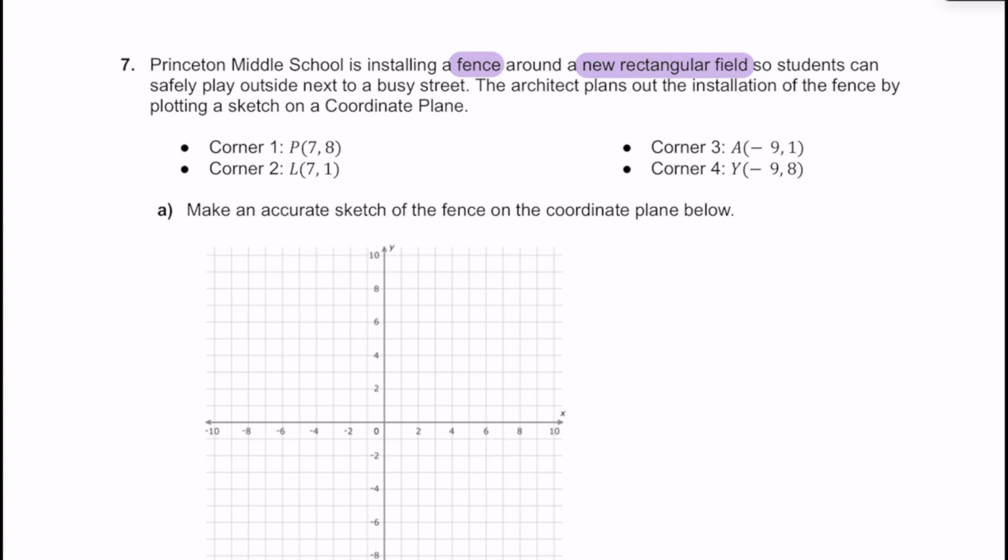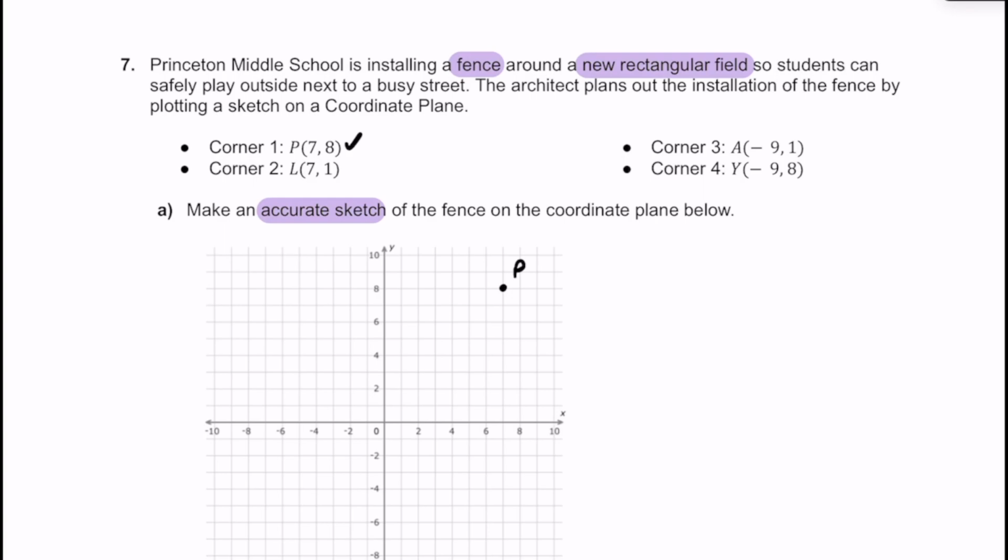The architect plans out the installation of the fence by plotting a sketch on the coordinate plane. So let's take a look at part A, which is going to be making an accurate sketch of this on the coordinate plane below. Okay, so first thing we have here is going to be corner 1. Corner 1 is going to be point P here, which is going to be 7, 8. So it goes 7 to the right and 8 up. That's going to be in quadrant 1. Go ahead and plot that down. That's going to be right around here.